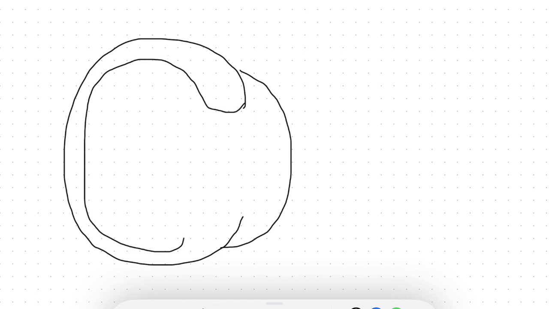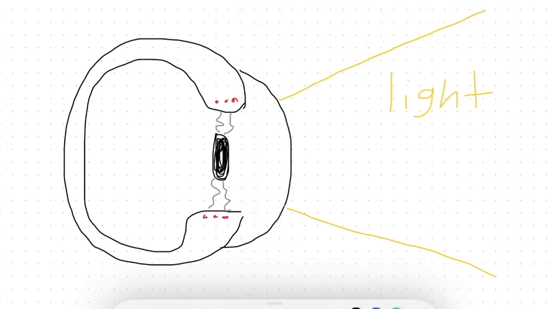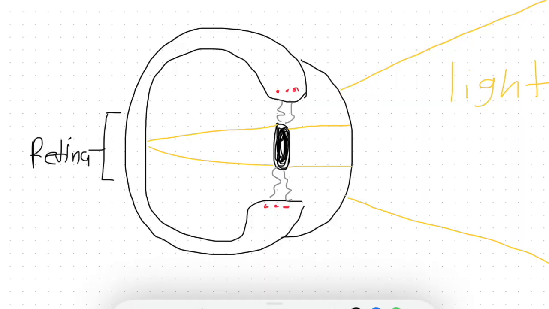The process of focusing light in the eye involves several structures and mechanisms. Light enters the eye through the cornea, which is the transparent outer covering of the eye. The cornea helps to refract or bend light rays towards the lens. The lens, located behind the iris, is a transparent, flexible structure that further refracts the light to focus it onto the retina.